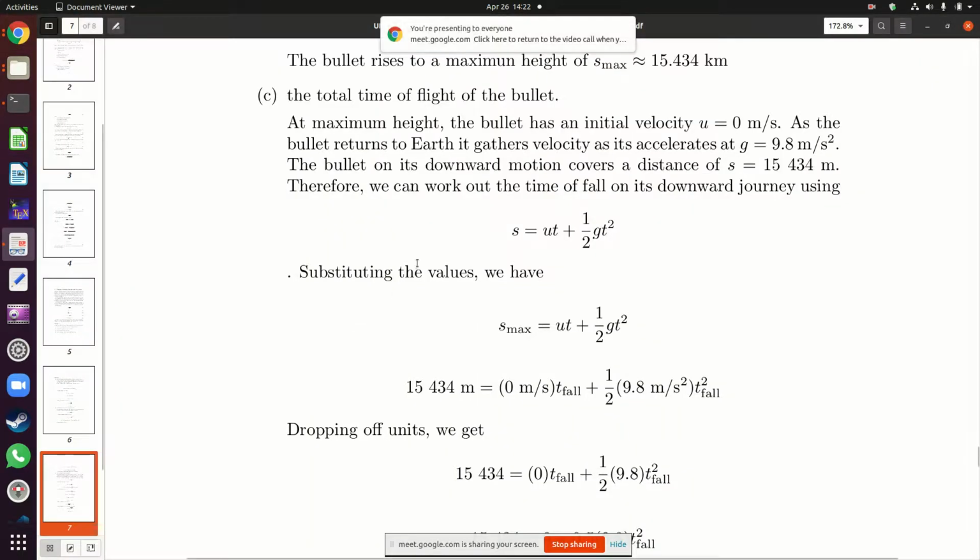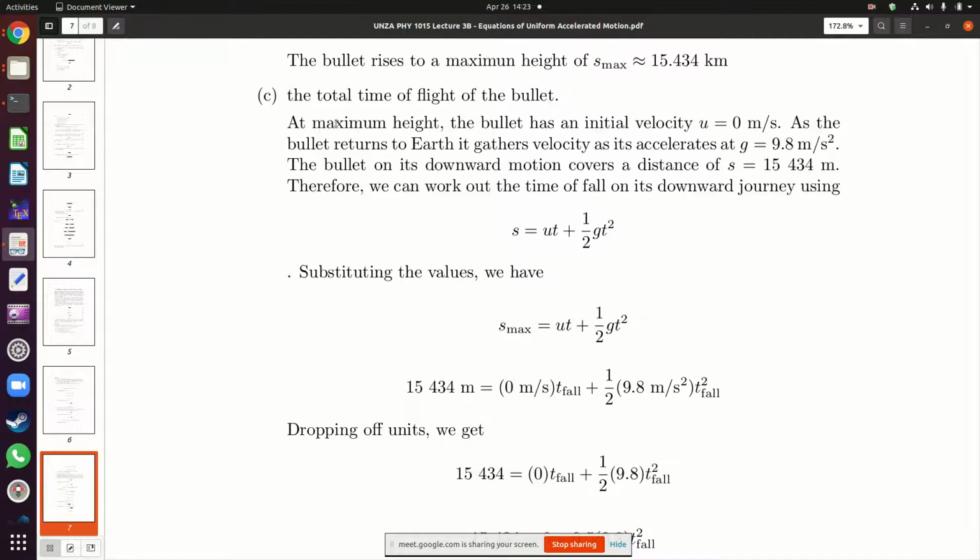we want to find out the total time of flight. Now, for you to find the total time of flight, you need to know how much time it took the bullet to reach maximum height. You also need to know how much time it took the bullet to fall from maximum height. So once you know the time it took to reach maximum height, which is the rise time, then you also know the fall time, then you can add these two to find out what the flight time is.